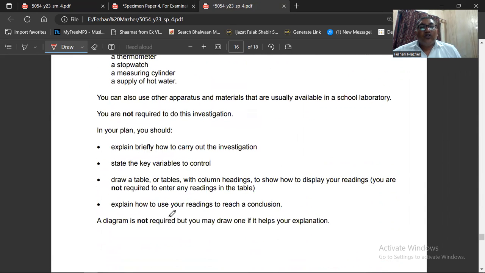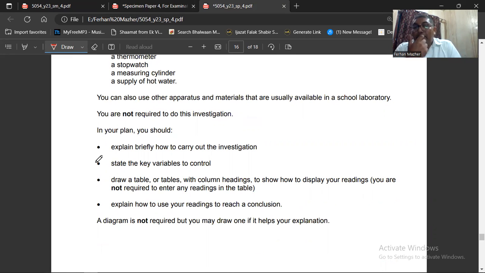Okay, so draw a table. The table should have air gaps, then the change in temperature, and then the time taken.